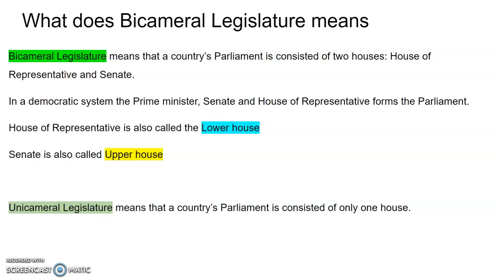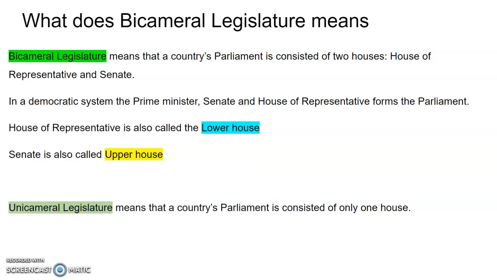In a republic country in the Caribbean, such as Trinidad and Tobago, they also have a bicameral legislature, meaning that their parliament consists of a Senate, House of Representatives, and their president.